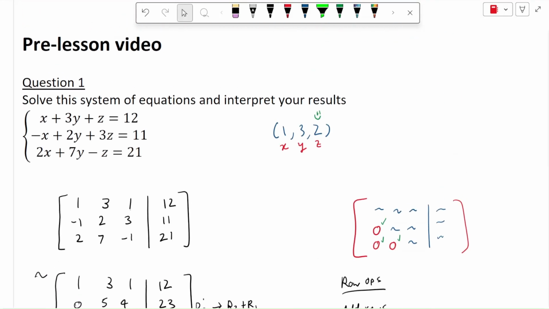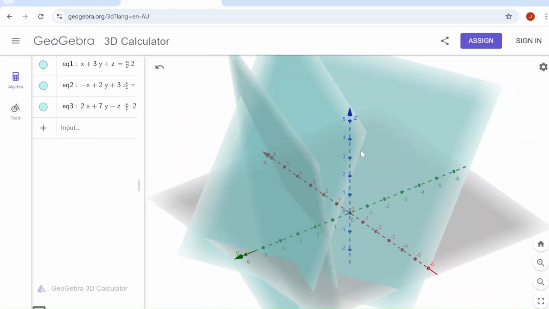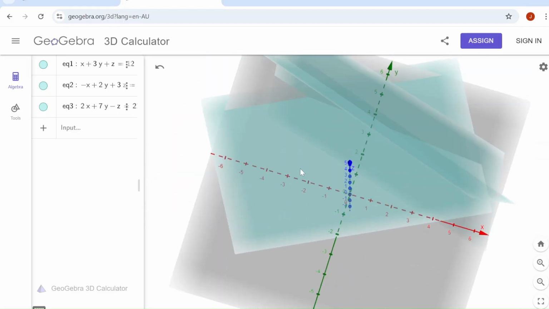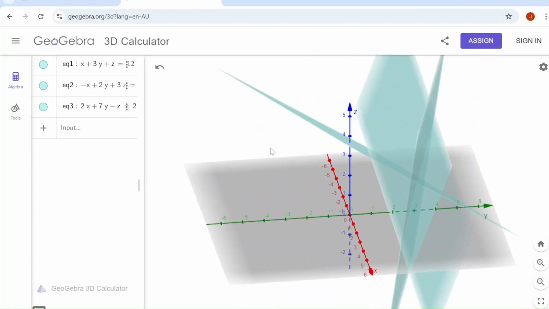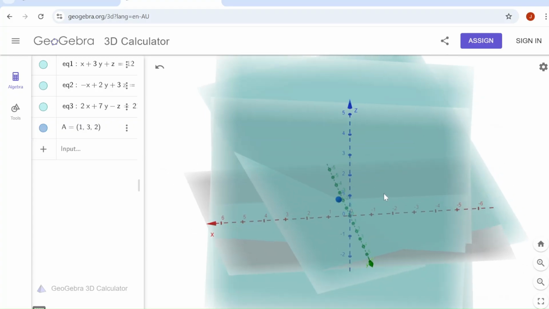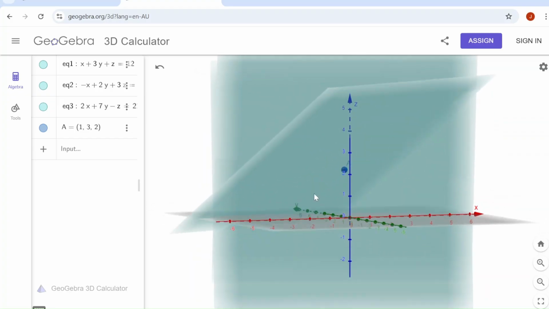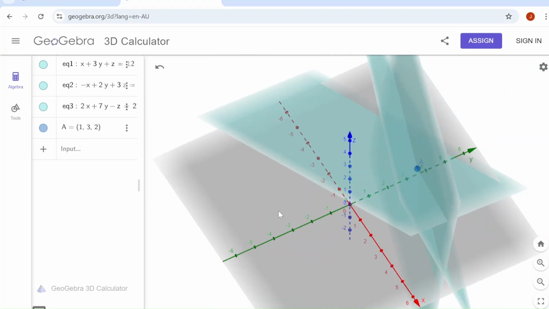Now, the question is, how do we interpret this geometrically? When we had a 2x2 system, it was 2 lines that were intersecting. Now, based on a couple of videos back, these are all equations of planes. So let's have a look. All right, so I put the 3 plane equations into GeoGebra. You can see that they do all meet at a point. So that point is the point we just found, 1, 3, 2. And you can see that that point A is where all 3 planes are meeting together with each other. It's the only spot where all 3 planes meet.